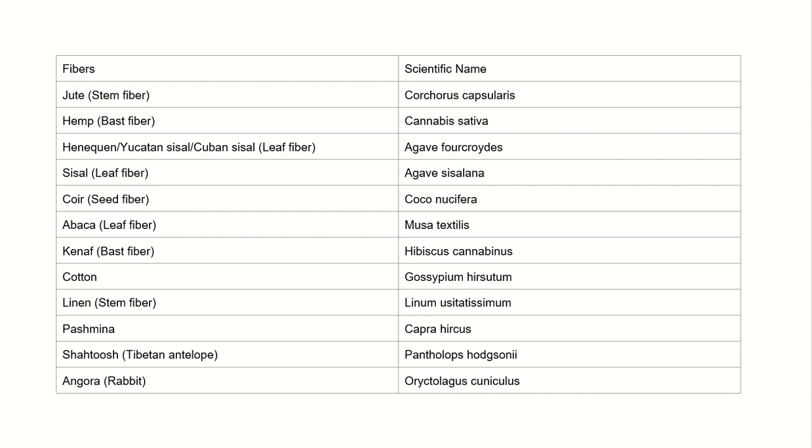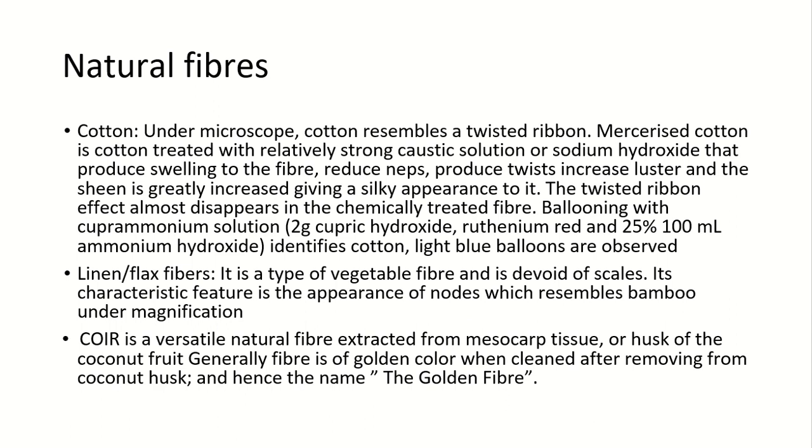sativa; henequen, Yucatan sisal, Cuban sisal, it is a leaf fiber; agave, Agave sisalana; sisal or leaf fiber; coir or seed fiber, Cocos nucifera; abaca or leaf fiber, Musa textilis; kenaf or bast fiber, Hibiscus cannabinus; cotton, Gossypium hirsutum; linen or stem fiber, Linum usitatissimum; pashmina, Capra hircus; shahtoosh or Tibetan antelope, Pantholops hodgsonii; Angora rabbit, Oryctolagus cuniculus.